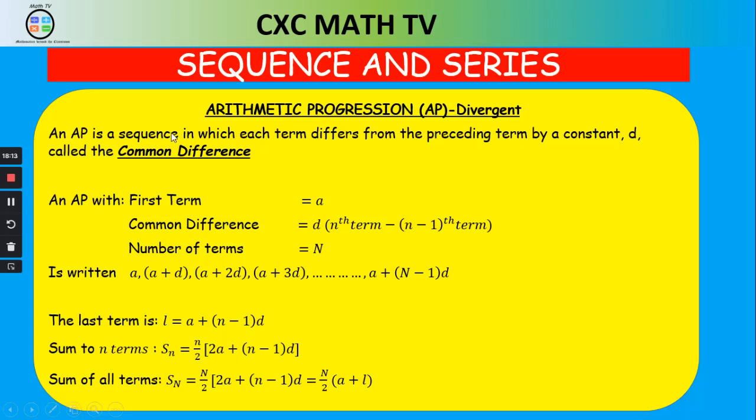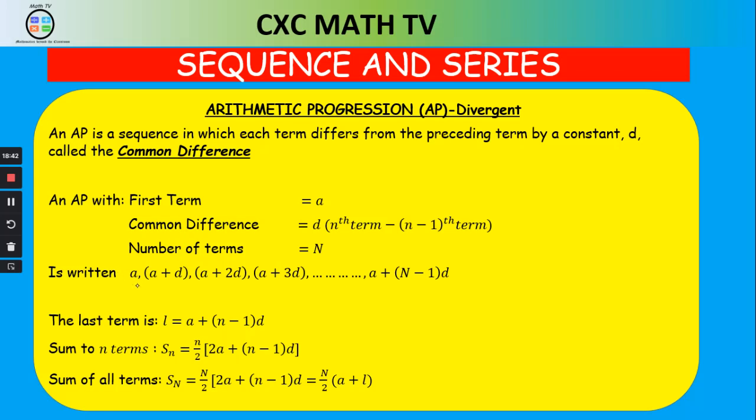An arithmetic progression is a sequence in which each term differs from the preceding term by a constant. That constant is known as the common difference. So this is all you need to know. The first term, we generally call that A. The common difference is D, and the common difference is found by the nth term minus the previous term before it, the n minus 1 term. The number of terms in the sequence is n.